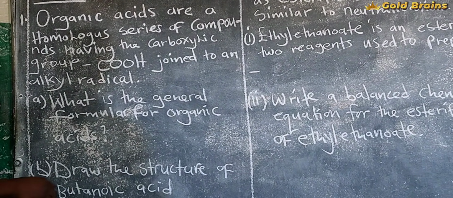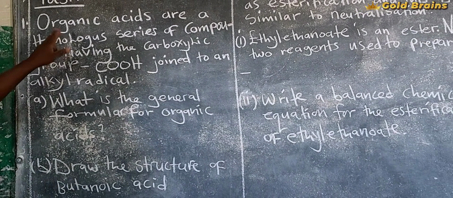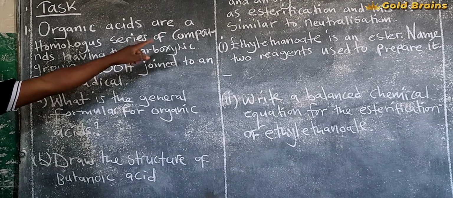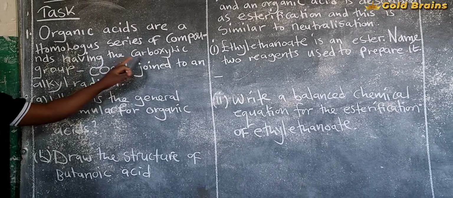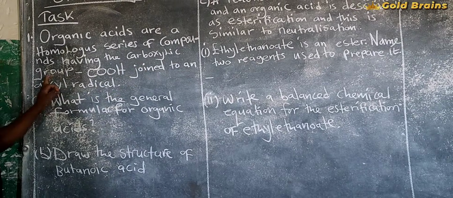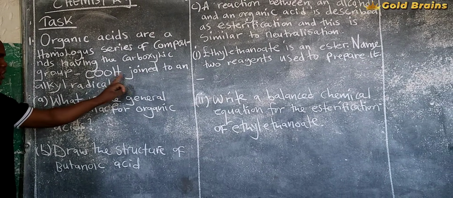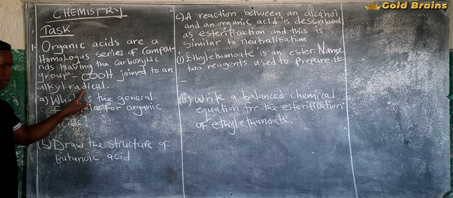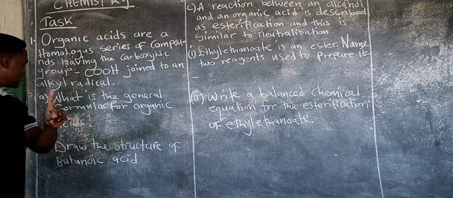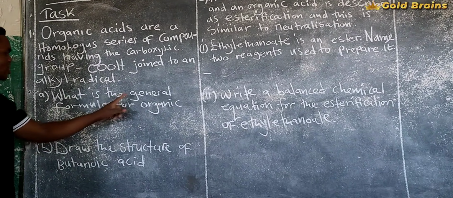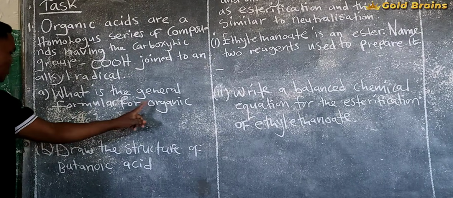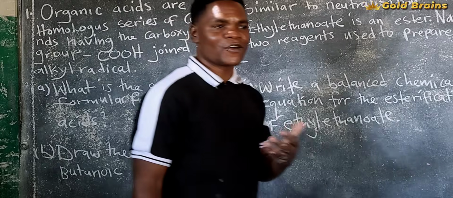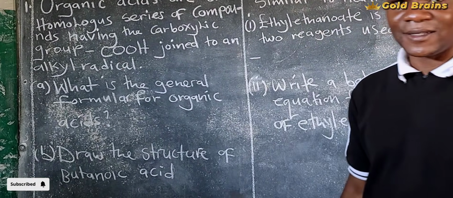So the question reads as follows. Organic acids are a homologous series of compounds having the carboxylic group COOH joined to an alkyl radical. Our first question says, what is the general formula for organic acids?